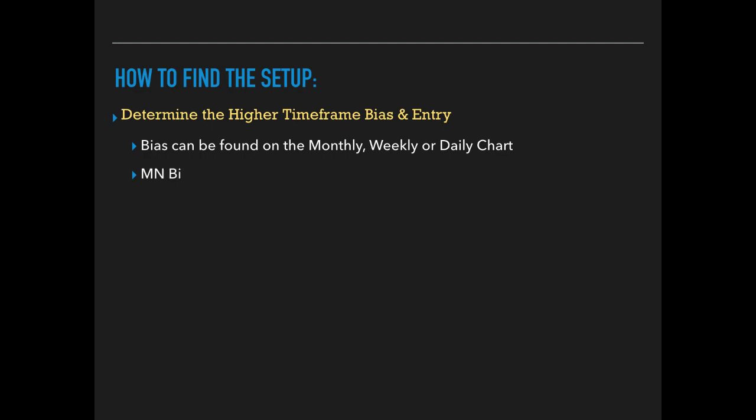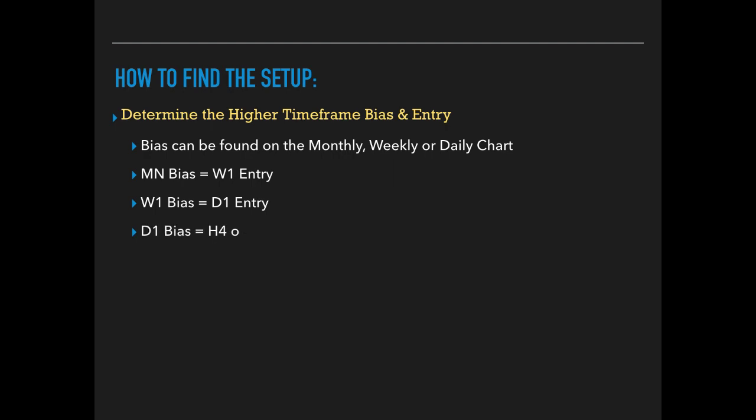Okay, so if you're looking at the monthly for your bias, generally you're going to be looking for your entry on the weekly, and this is where you're going to be holding your trades for a very long time, maybe weeks or months at a time for them to play out. Okay, so this would be long-term trading. On the weekly, if you're looking for your bias, then your entry is going to be mainly on the daily chart. Okay, and this would be shorter long-term trading periods or swing trades, right?